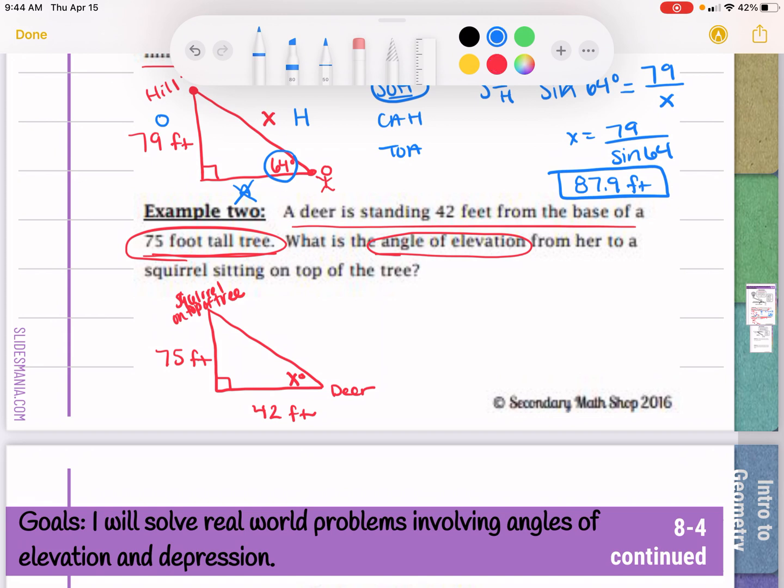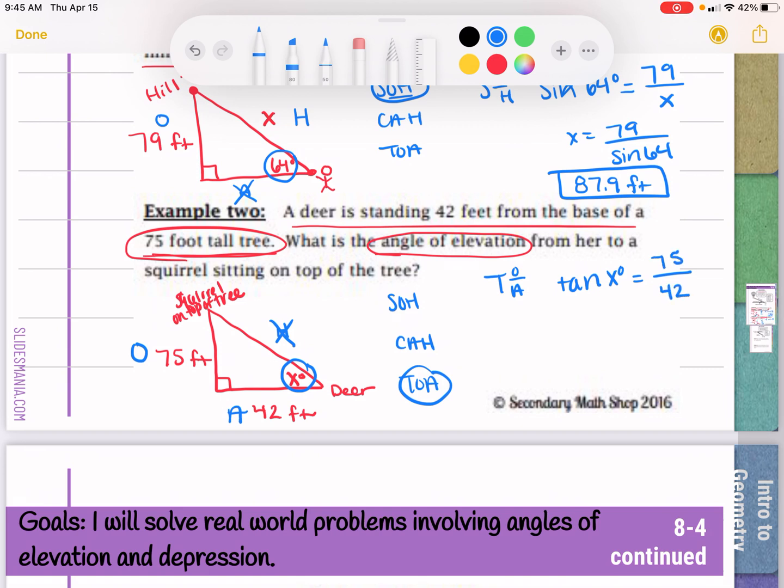So I'm going to label my sides, my hypotenuse. This is my angle, so 75 would be opposite, 42 would be adjacent. For this problem, we're not going to need the hypotenuse. We only have O and A. So if we're deciding between SOH, CAH, and TOA, TOA has O and A. So I'm going to put tan. Our angle here is x degrees. Our O was 75 and our A was 42.